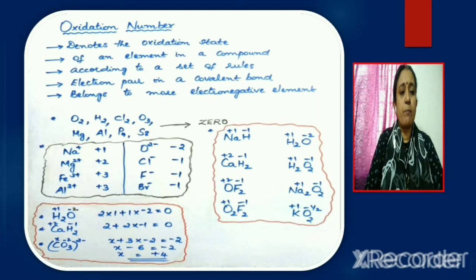Now consider a compound like sodium hydride. In the case of compounds, the sum of the positive and the negative oxidation numbers of all the atoms is taken as equal to 0. Now, if it is an ion like the carbonate ion, CO3 2-, in the case of an ion, the sum of the positive and the negative oxidation numbers is taken as equal to the charge on the ion.